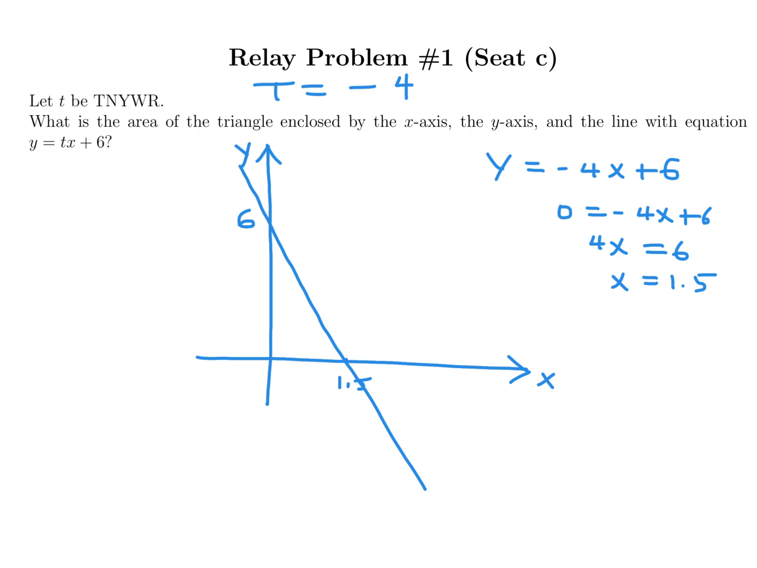And what are they saying here? What is the area enclosed by the x-axis, y-axis, and that line? Okay, well, that's pretty straightforward. Area would be 1/2 base times height. The base is 1.5, the height is 6, and that is going to be 4.5.